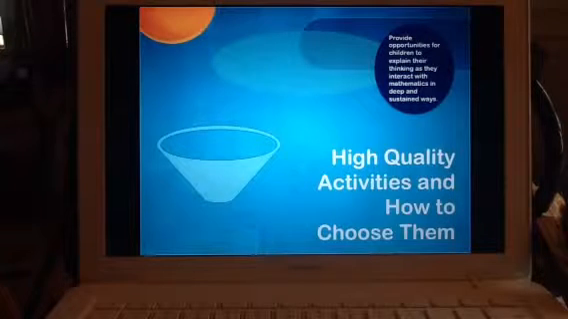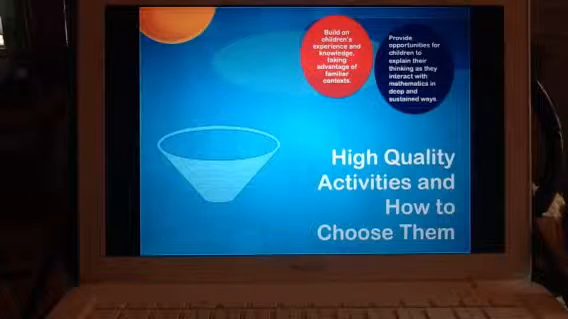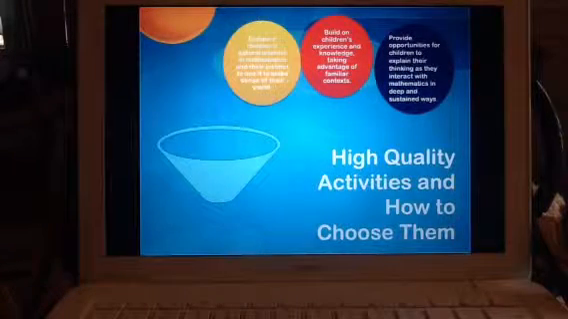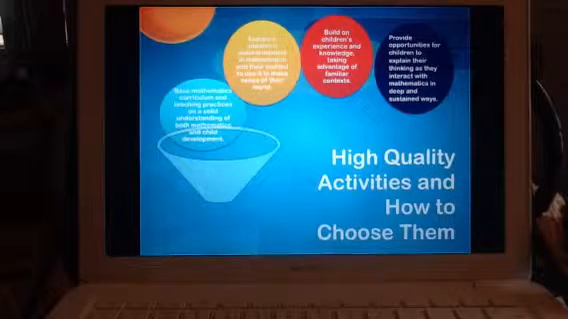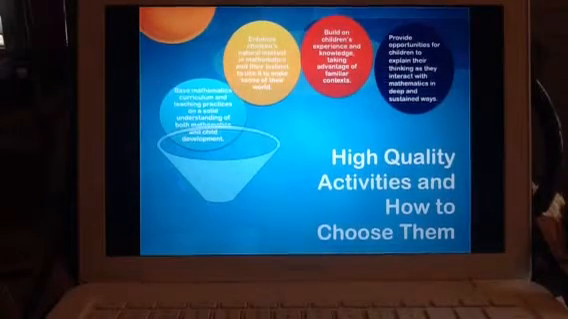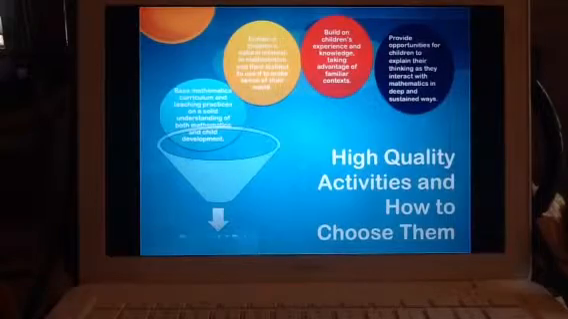High-quality activities and how to choose them. The teacher should provide opportunities for children to explain their thinking as they interact with mathematics in deep and sustained ways. Build on children's experience and knowledge, taking advantage of familiar context, so things that they are familiar with. Enhance students' natural interest in mathematics and their instinct to use it to make sense of their world. And the teachers base mathematics curriculum and teaching practices on a solid understanding of both mathematics and child development. And that will equal a successful outcome.